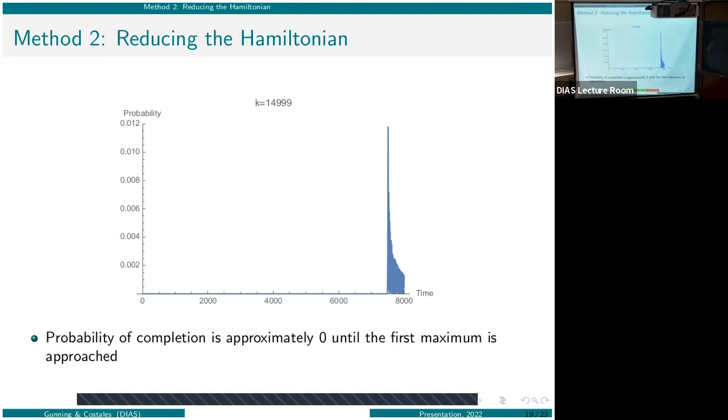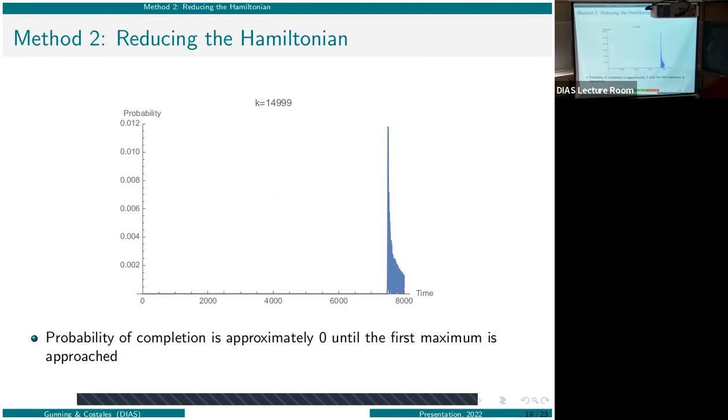And we can see here, there are some very notable things in this graph. You can see that the probability of completion is approximately zero until our first maximum is approached. So that means that there really is no point in checking whether our program counter has completed until this optimal time, which, as you can see, gets longer and longer the larger our operation sizes get.